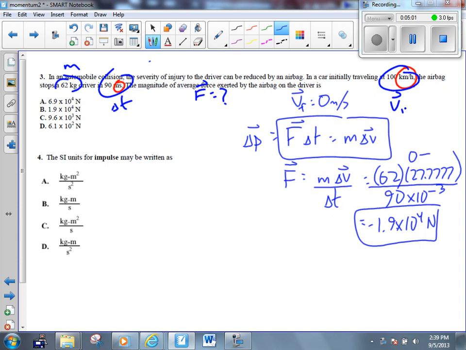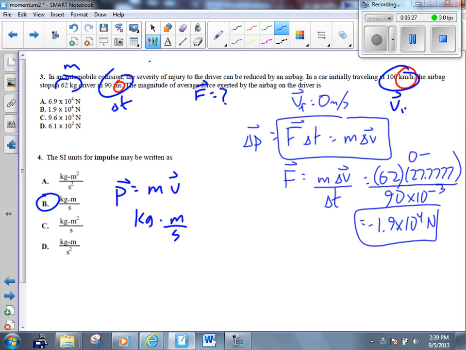Number 4, you guys all said the answer was B. That's correct. It's kilograms meters per second. I wouldn't memorize that if I were you. I'd go back to my equation for momentum, and I can use that because impulse is just a change in momentum. From that, I get kilograms times meters per second. Mass is kilograms, velocity is meters per second. Done.